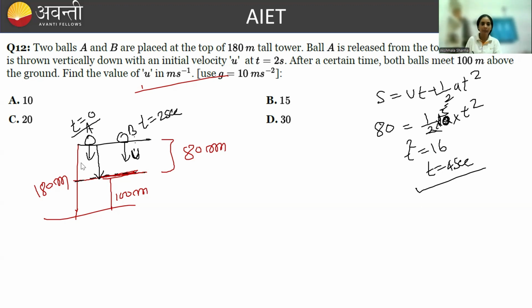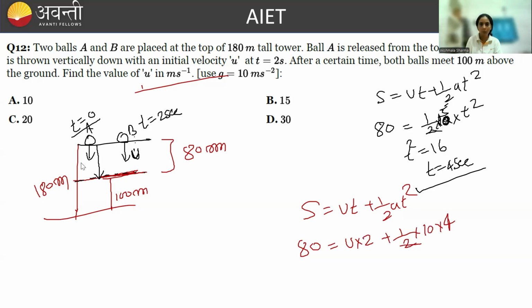Okay, so let's apply now equation of motion for the second ball. S equal to ut plus half at square. S is 80 meter, u we don't know, time 2 seconds, plus half into 10 into 4. So how much it will become? 20, and 80 minus 20, 60, equals 2u. So u will be equal to how much?